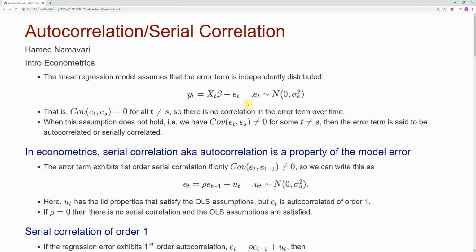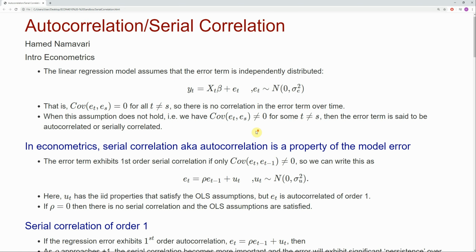If you have those non-zero covariance terms, there is a case of autocorrelation. If you don't have it, everything's fine and okay. So we need to test to see whether we have a case of autocorrelation or not.